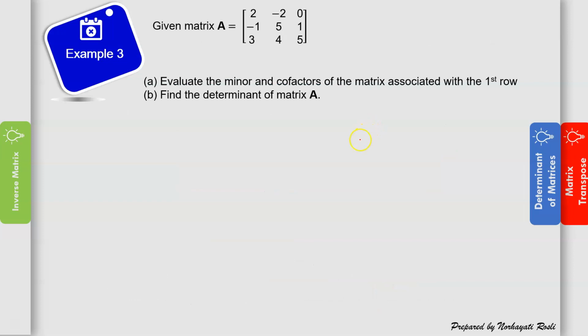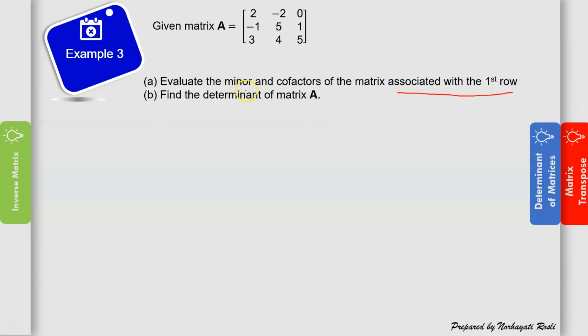So we go to this example 3. We have here a matrix A with these elements. We have two questions here. First, we need to evaluate the minors and cofactors of the matrix associated with the first row. This one is important because from here you will eliminate the first row and column 1, then the first row and column 2, then the first row and column 3. And then for B, we need to find the determinant of the matrix. Let's do A first.